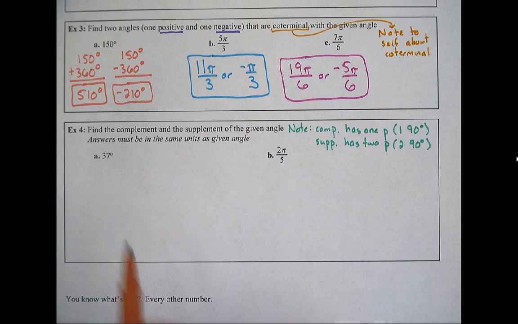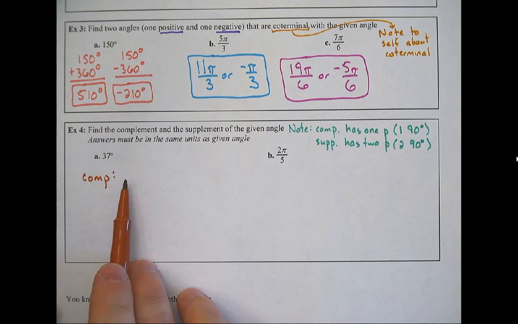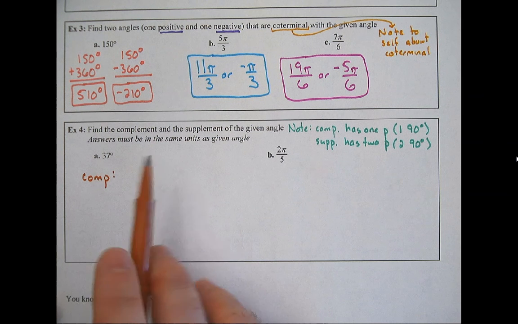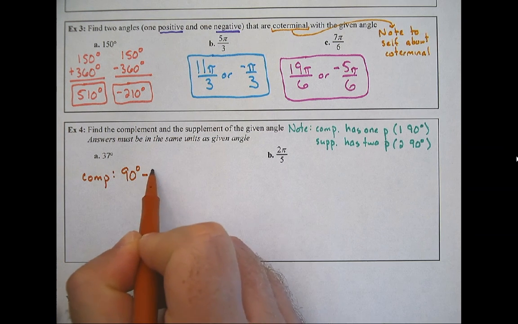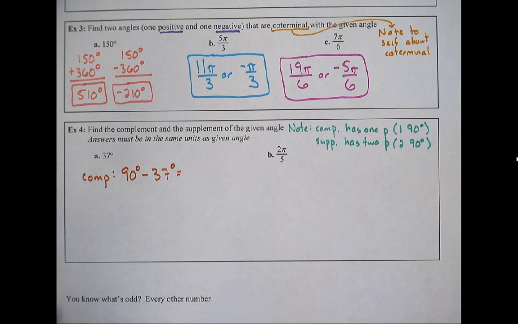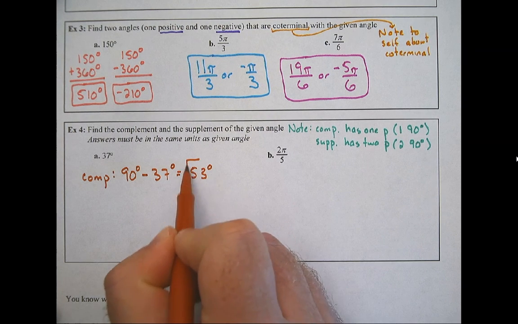So let's start off with complementary. Complementary means two angles that add up to 90. Well, if one of them is 37, how would you figure out the other one? I would start with 90 and then subtract off 37 degrees. 90 subtract 37 degrees ends up being 53 degrees. Done.